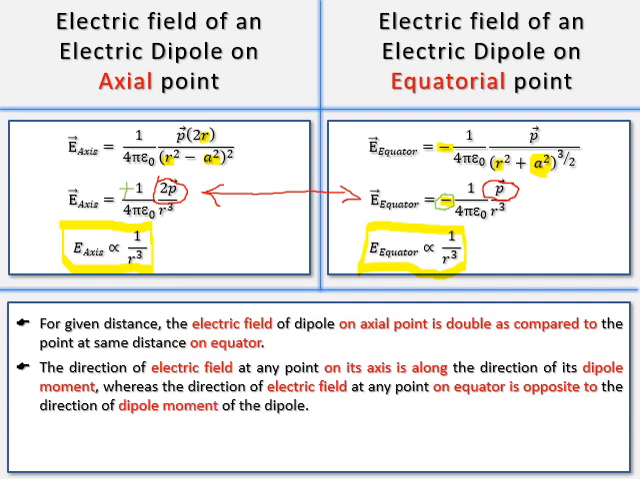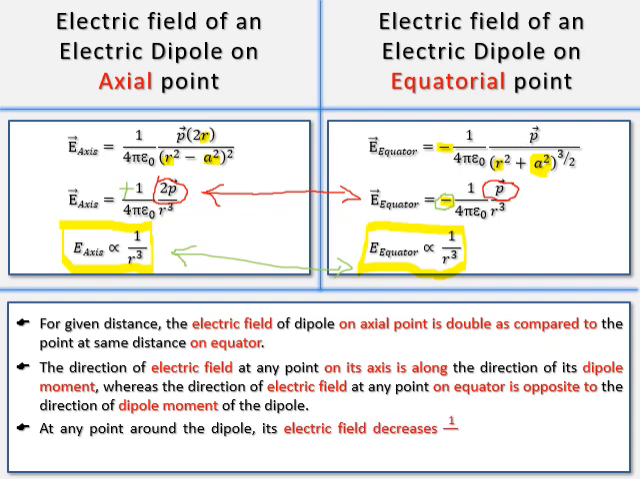But then you have one similarity also. What is the similarity? If you look at how the electric field changes with the distance, then that nature remains same. We can say that in either case, whether you are on axial point or on equatorial point, the electric field varies as 1 by r cube with distance. And that is the similarity between the two electric fields.